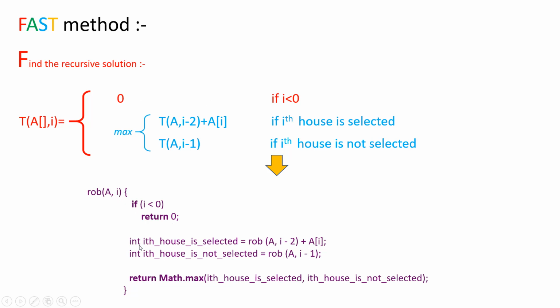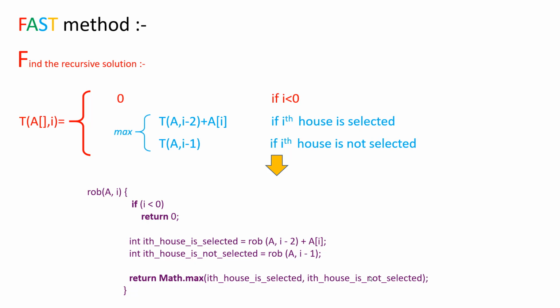After that, if the ith house is selected, then we calculate this, which can be written like this. It's the same thing, guys, right? And if the ith house is not selected, we calculate this. At the end, because we want to calculate the maximum profit for the robber, we have to return the maximum among these two, when he chooses to rob the house and when he does not. So this is the recursive solution for this problem.